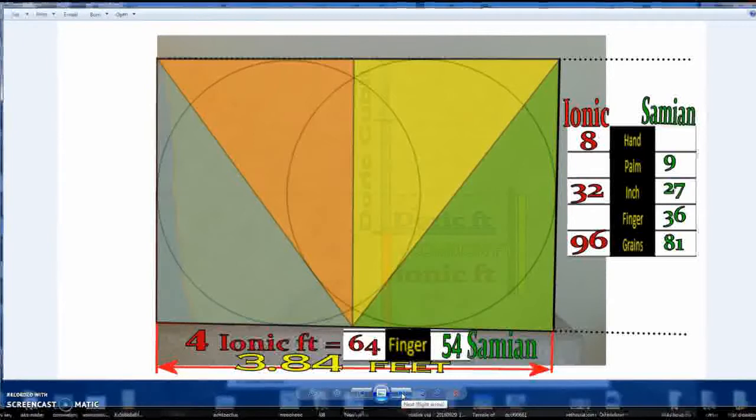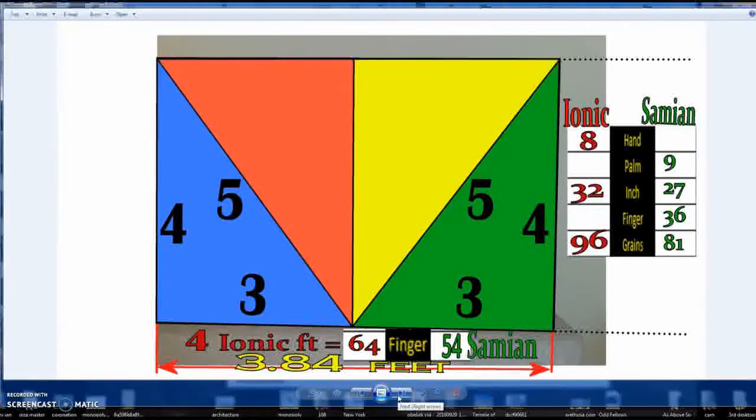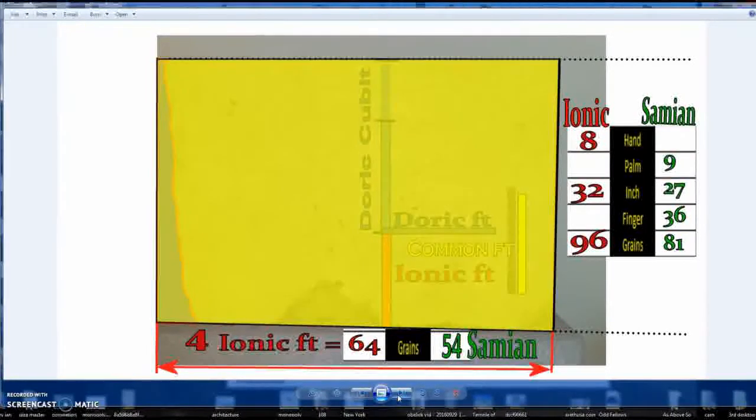Now that vesica, that 2 to 3 ratio, also brings us to another key feature of the Parthenon, again from Anne Bulkin's analysis: the use of 3, 4, 5 triangles, as well as the 5, 12, 13, the Pythagorean triplets. What we have is 4 interlocking 3, 4, 5 triangles. So we have the Pythagorean theorem connected to this, the vesica, and so much else, and we'll see more and more.